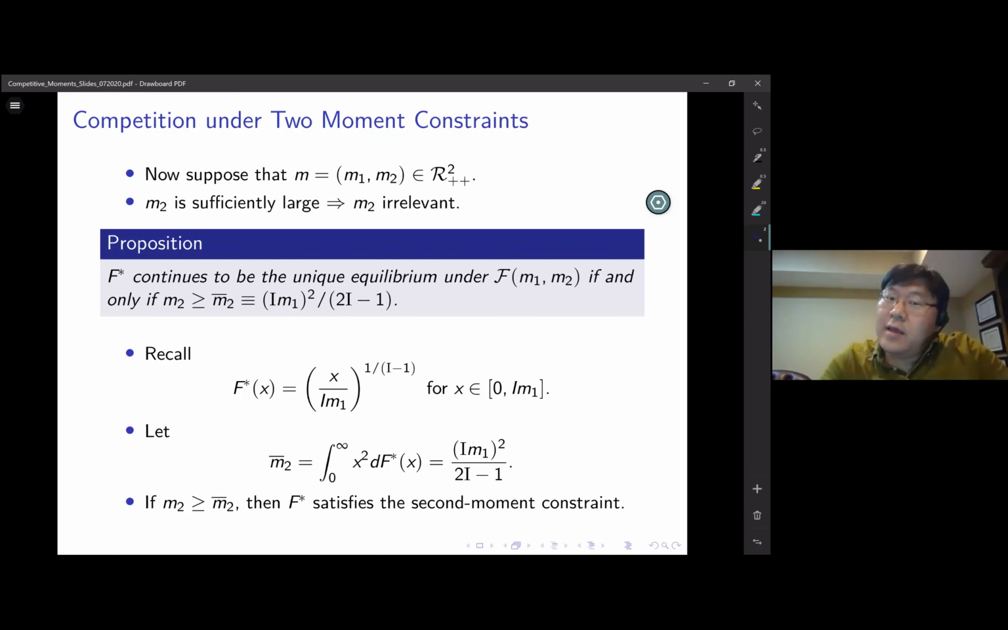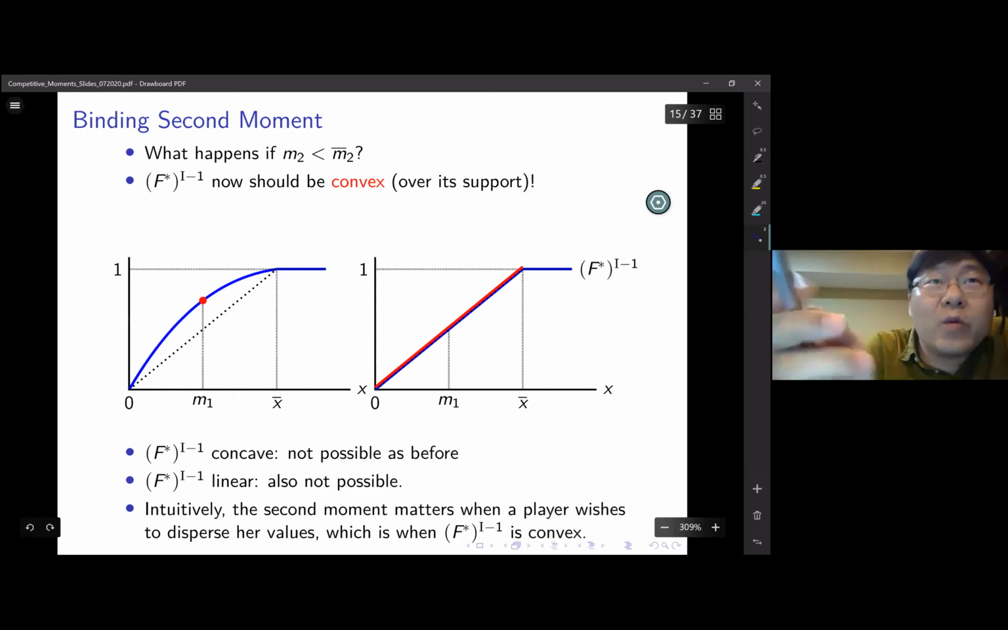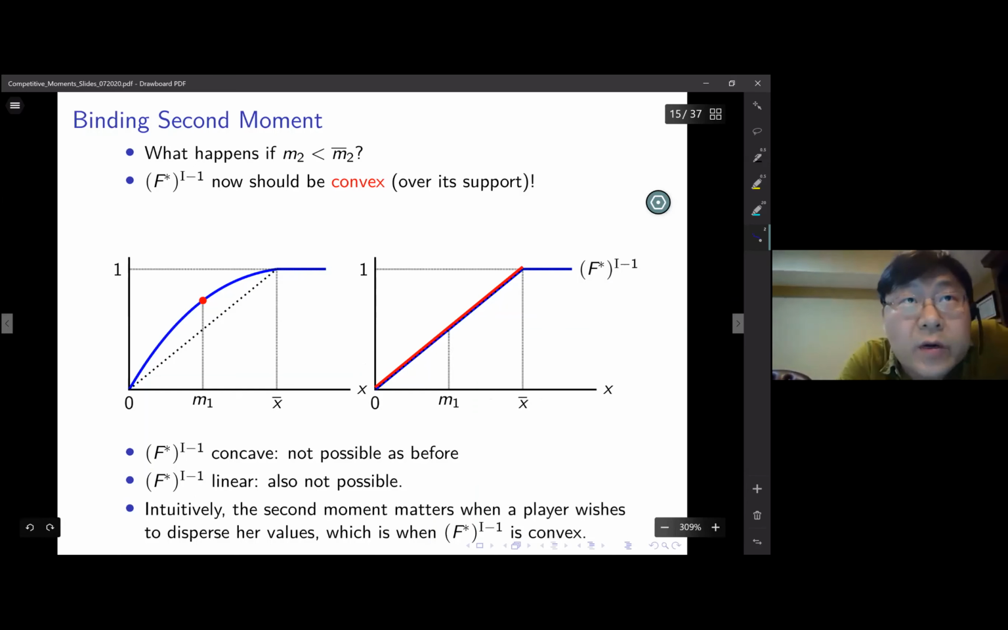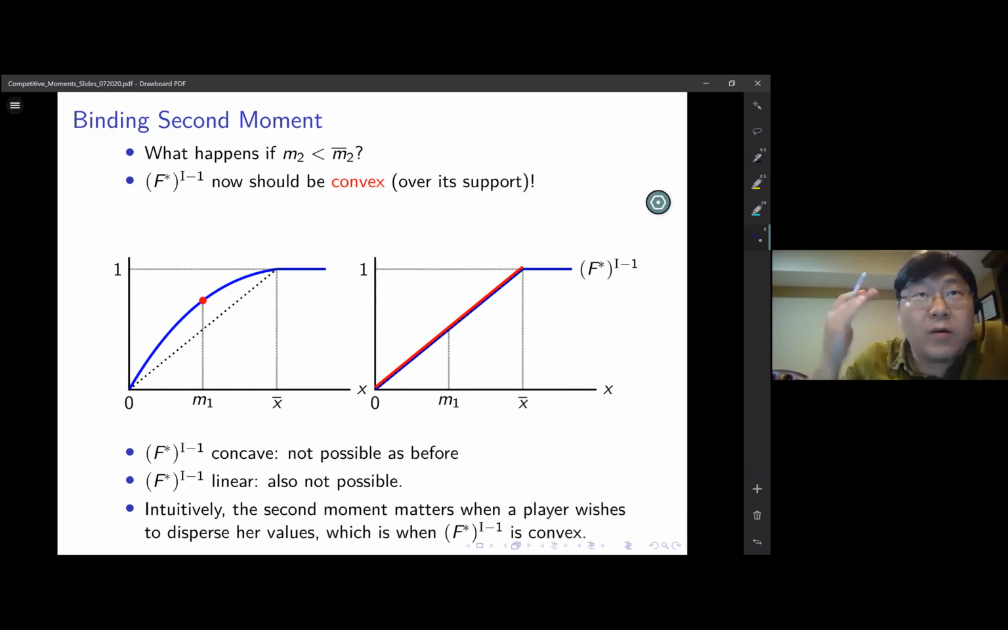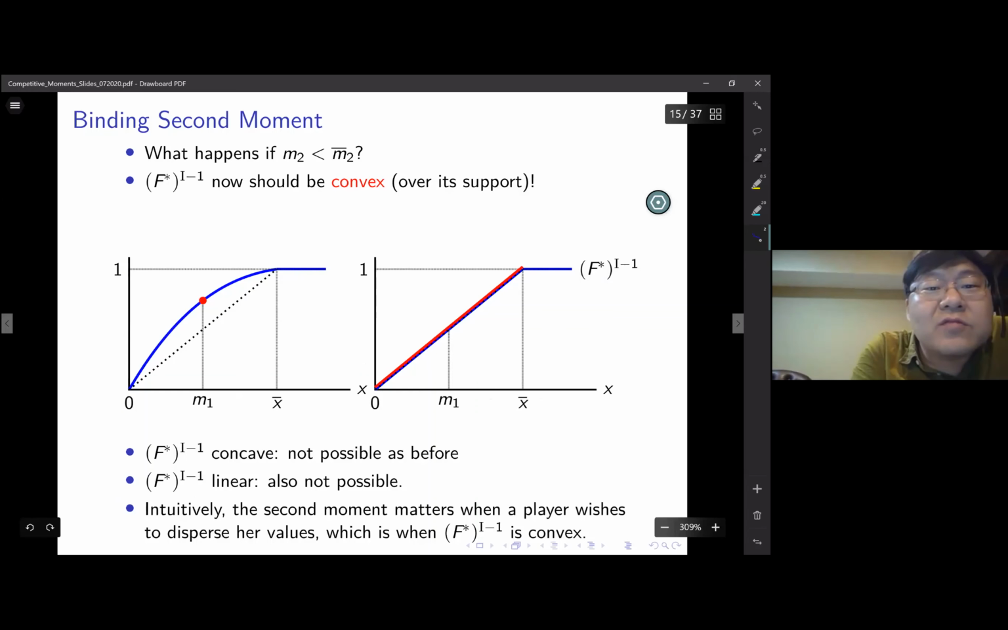Again, so far there's nothing new. The real question is what has to happen if M2 is less than M2 upper bar, so that the second moment constraint needs to bind. Now the second moment constraint is going to play a real role here. One observation is that now we know that f star to the I minus 1 should be strictly convex.